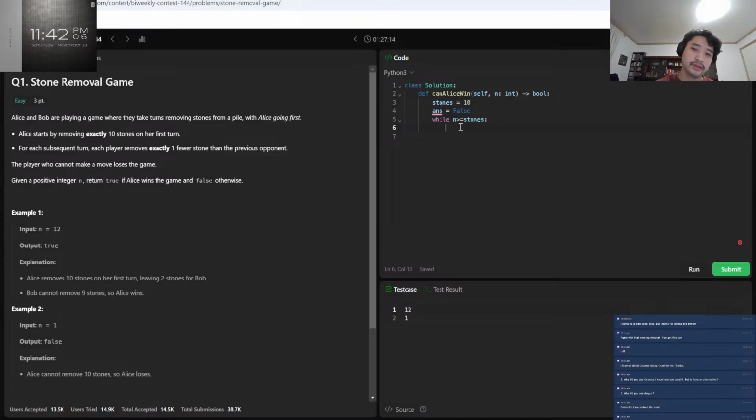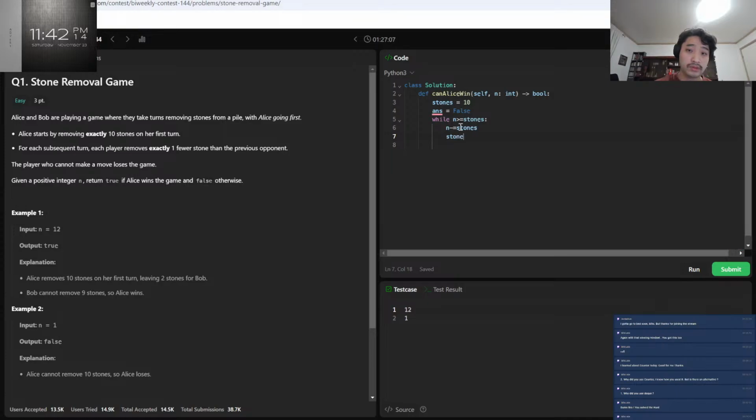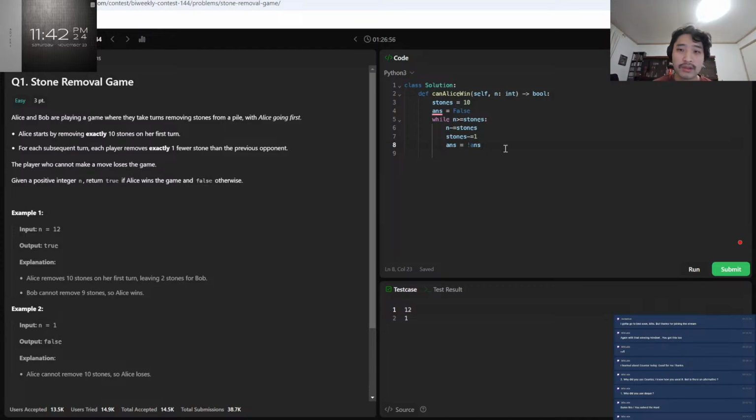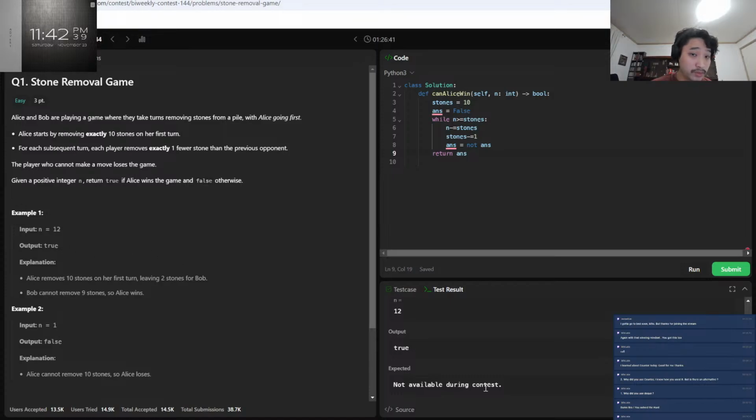I would just give an assumption. Yeah, n minus equals stones. Stones minus equals 1. And answer equals... Does this work? Not ans. Would this work? Return ans. This is supposed to be true, and this is supposed to be false.